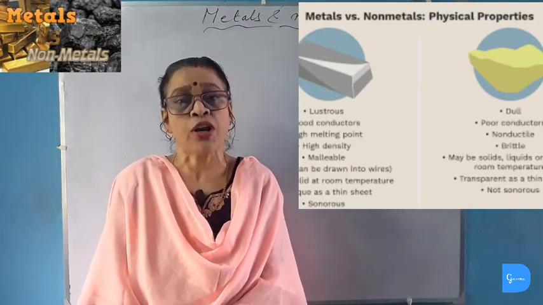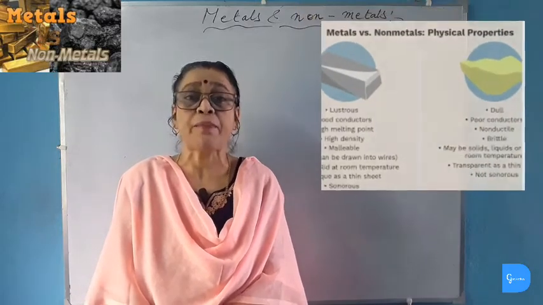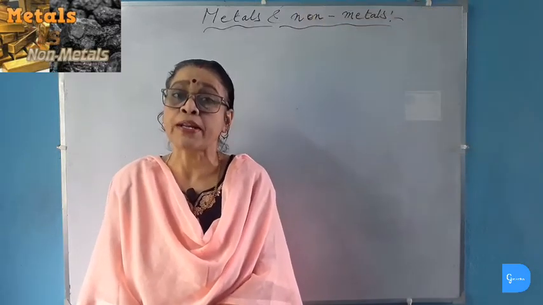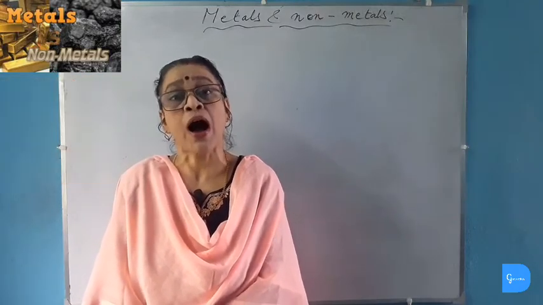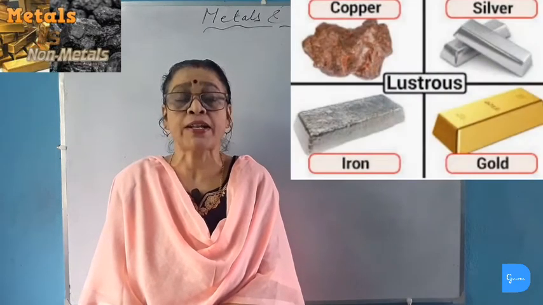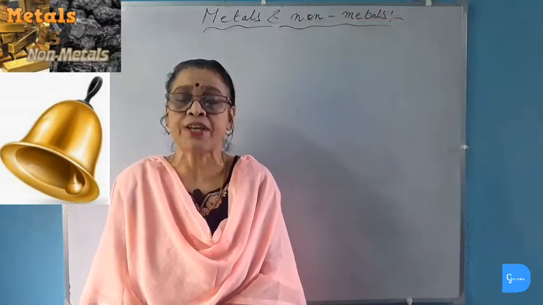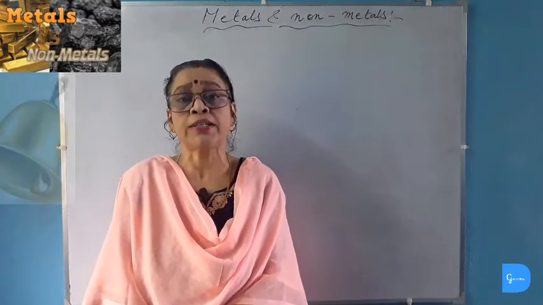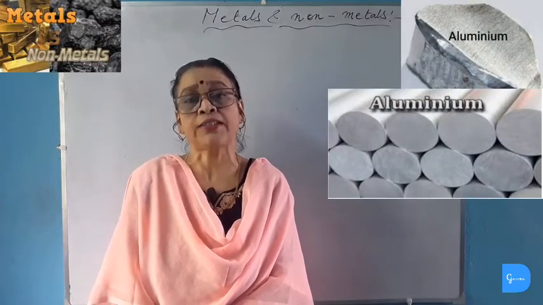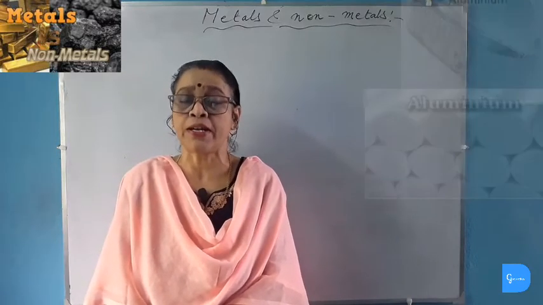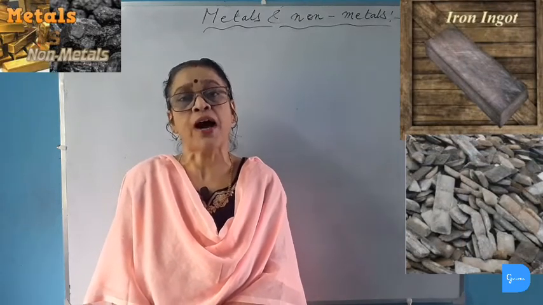All metals are solid at room temperature except mercury, which is a liquid metal. Metals have many important characteristic properties. Metals are malleable and ductile. Metals are hard and strong. Metals have high melting and boiling points, and metals are lustrous and sonorous. But there are some exceptions in each case. The most abundant metal in the earth crust is aluminium, which occupies about 7% of the earth crust. And the second most abundant metal in the earth crust is iron, which occupies about 4% of the earth crust.